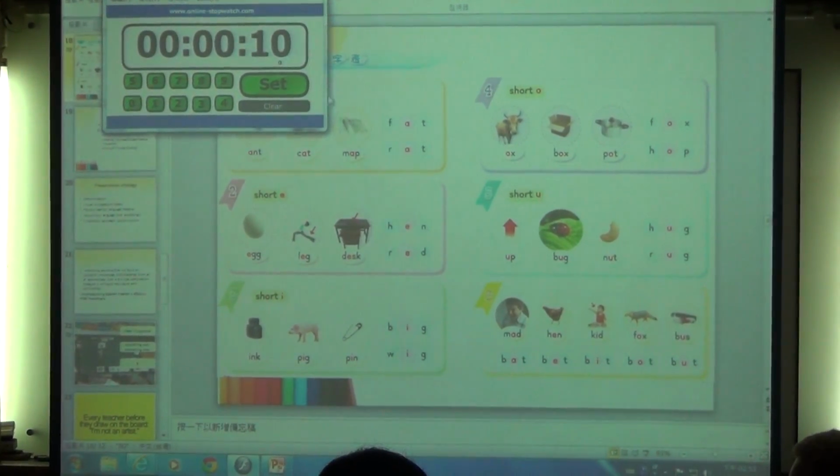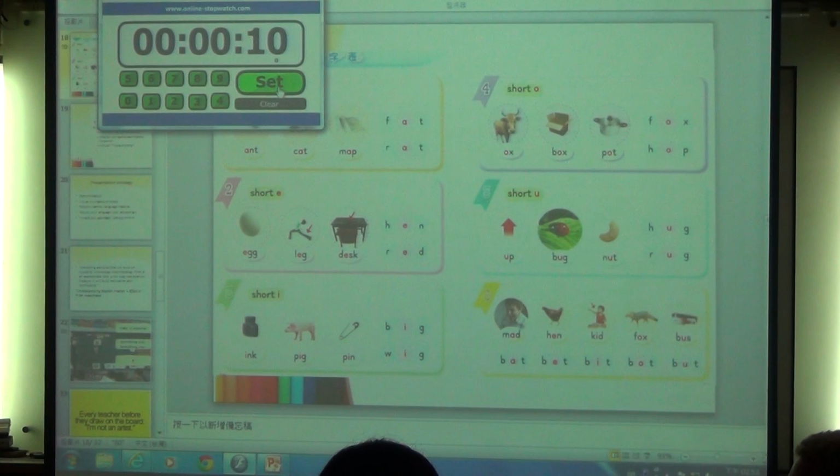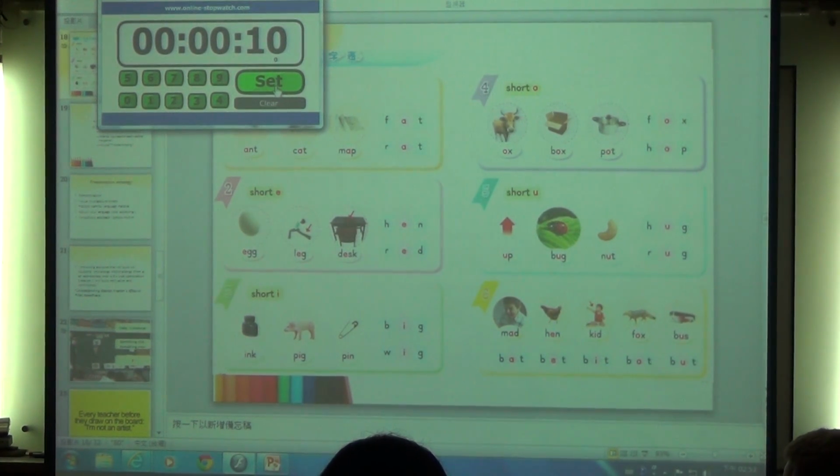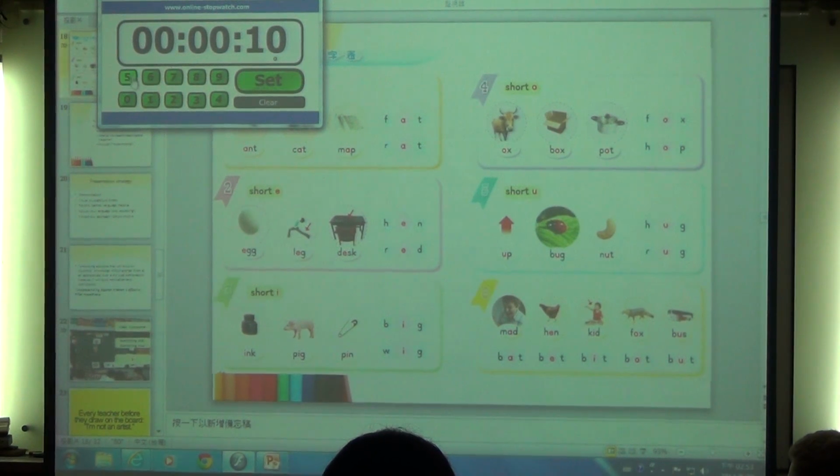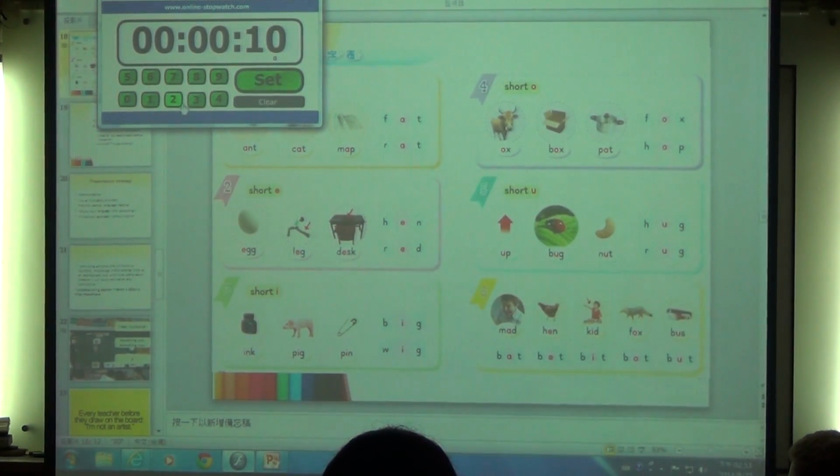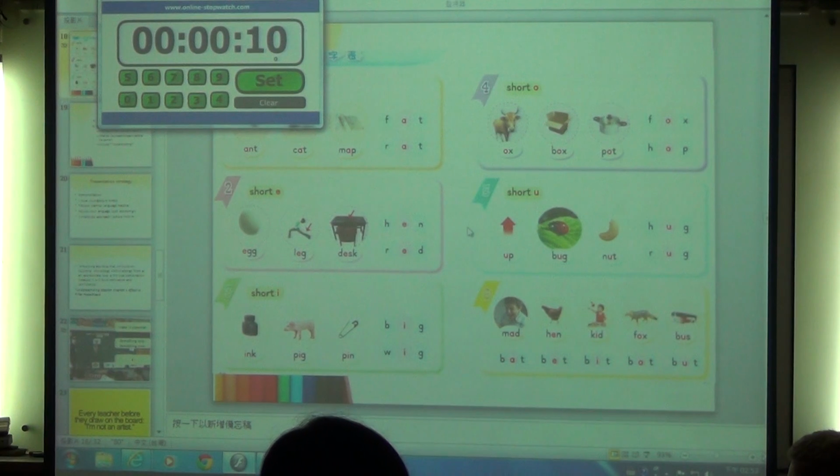My kids don't know what oxen are. They only know cows. Okay, so for example, you can set time limits in this kind of activity. You can set, for example, 10 seconds and see how far they can go.